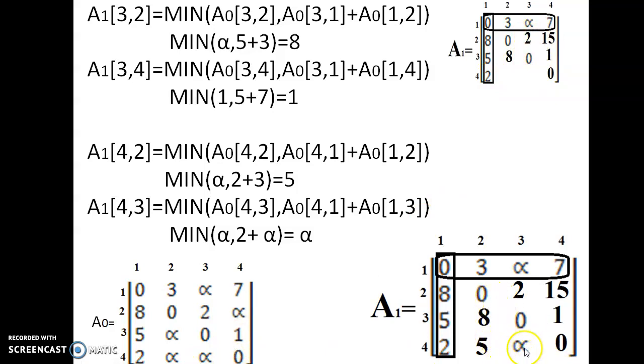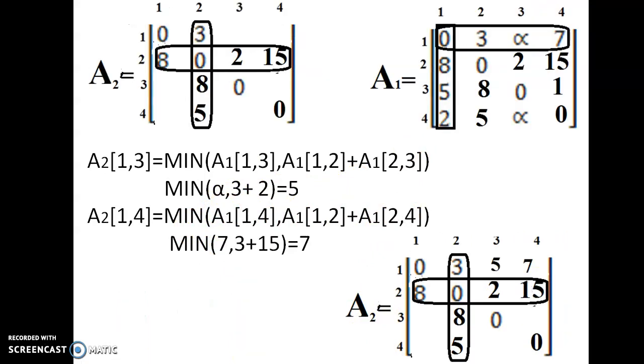So for finding out this particular thing, see here, it is minimum of a0 of 4, 3, comma, a0 of 4, 1 plus a0 of 1, 3 that we are taking. This is the way in which we are writing that particular thing. Now taking this a1 as a basis, now I am going to calculate the a2 value. For the calculating of a2, we are considering second row and the second column.